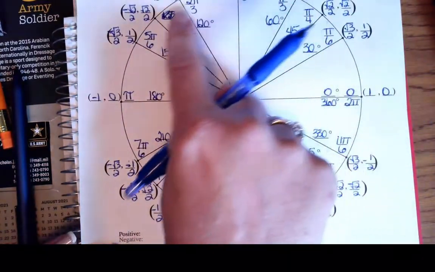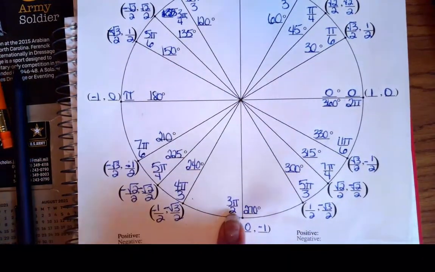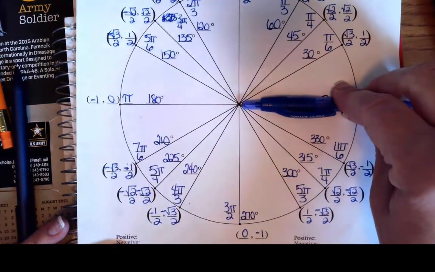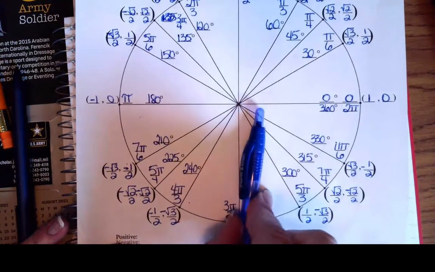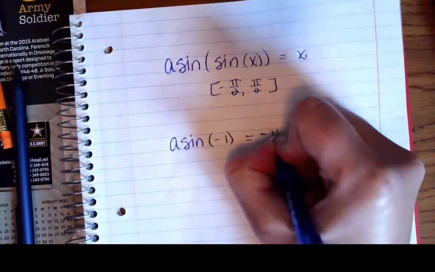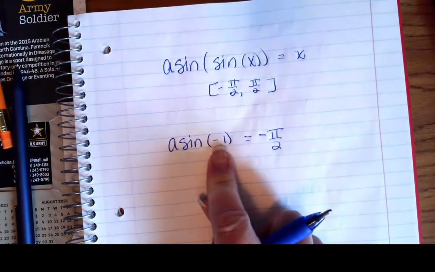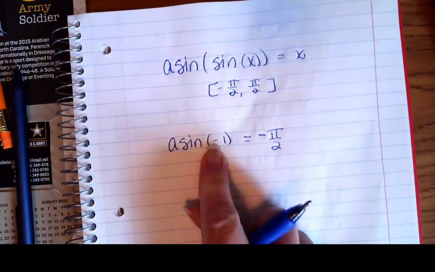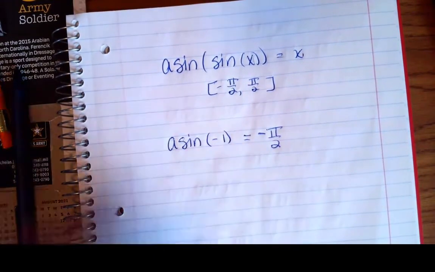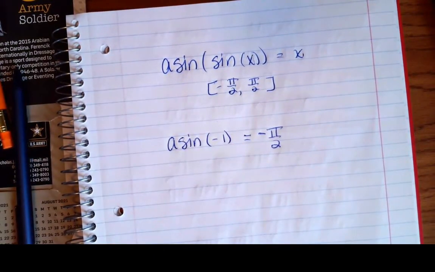Why? Because to get there, I would have had to travel through quadrants 2 and 3. So I need to use a negative angle to get there. So I need to drop down by pi over 2. If I drop down by pi over 2, I will get the ratio of sine being negative 1. So what this says is, where does sine have a ratio of negative 1? That is what that says.